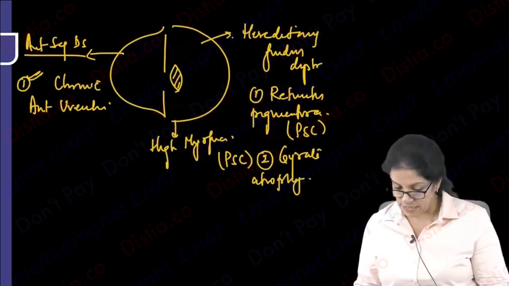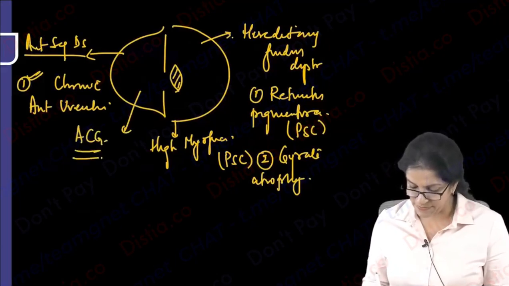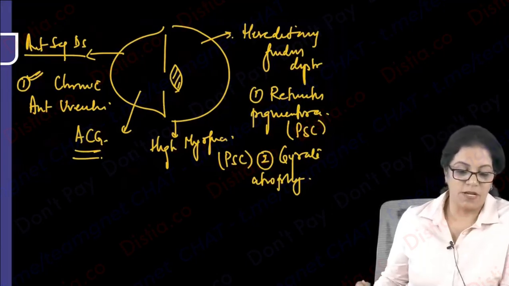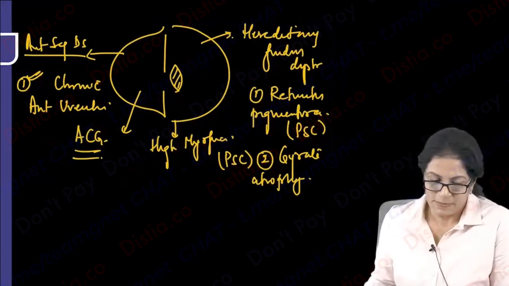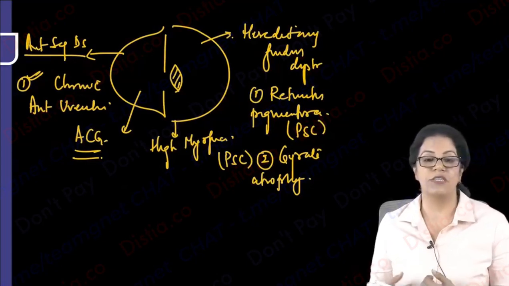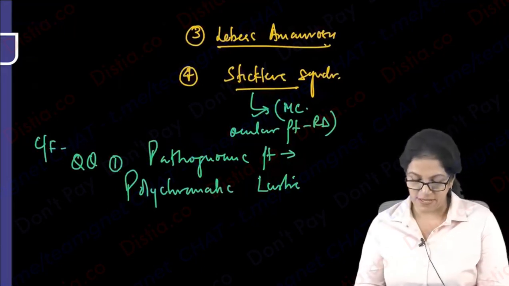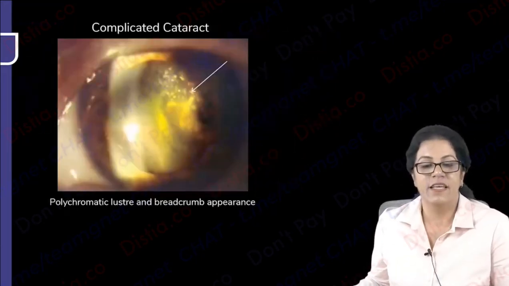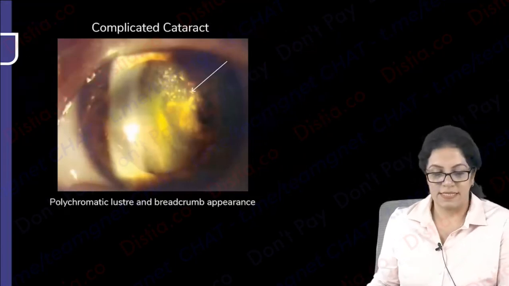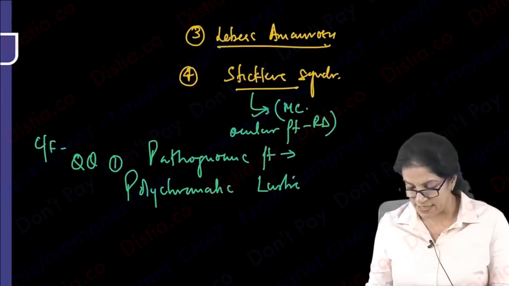One more anterior segment disease you can also write is glaucoma, mainly angle closure glaucoma. Especially when there is an acute attack of angle closure, there is a lot of inflammation, it may lead later to complicated cataract. These are the points we have to remember. This is your complicated cataract with breadcrumb appearance. This section is that of the cornea, and when it is falling in the lens, this is how it looks, so colored.